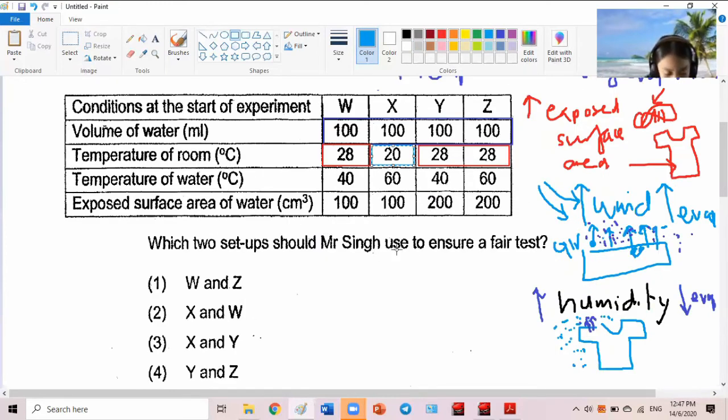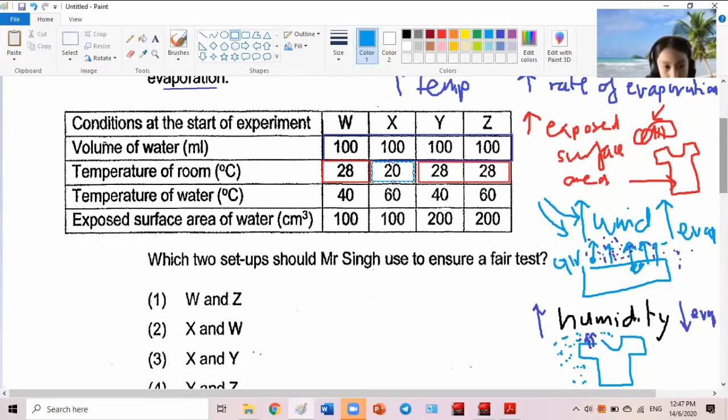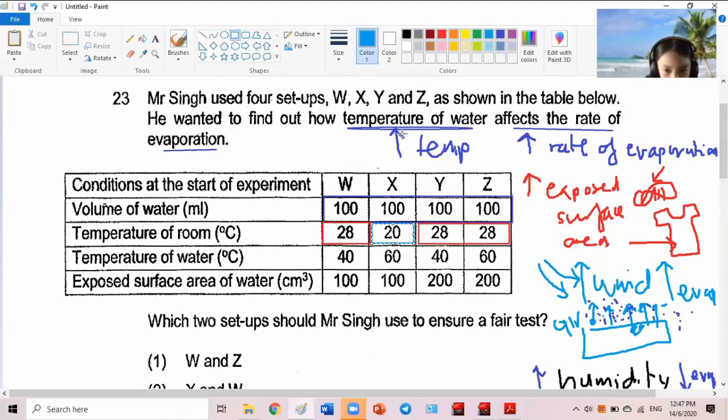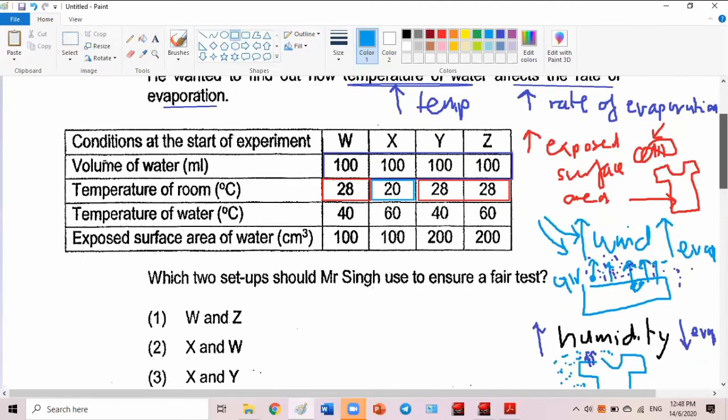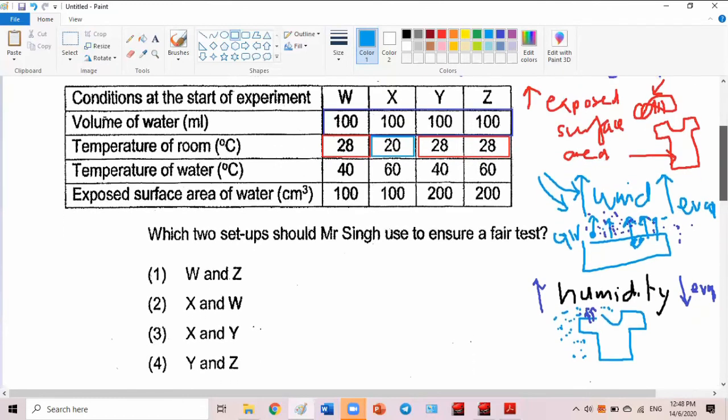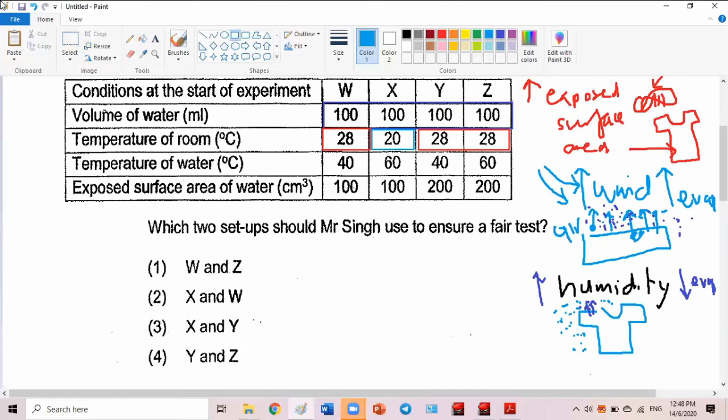Which two setups should we use to ensure a fair test? Come on, which one do you think? You want to see temperature. So temperature can change. The rest cannot change. Which one can we pick? How does the temperature of the water affect the rate of evaporation? So you must find the experiment where the temperature can change, but the other conditions cannot change. Temperature must change, people. So which one can be the answer? Number 4. Number 4, Y and Z, right?